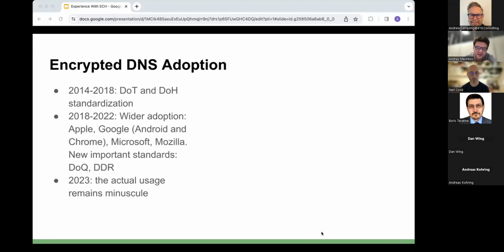After that, from 2018 to 2022, we observe gradual adoption of these new standards. Apple, Google with Android and Chrome, Microsoft with Windows, Mozilla, they all provide options to use either DNS over TLS or DoH.